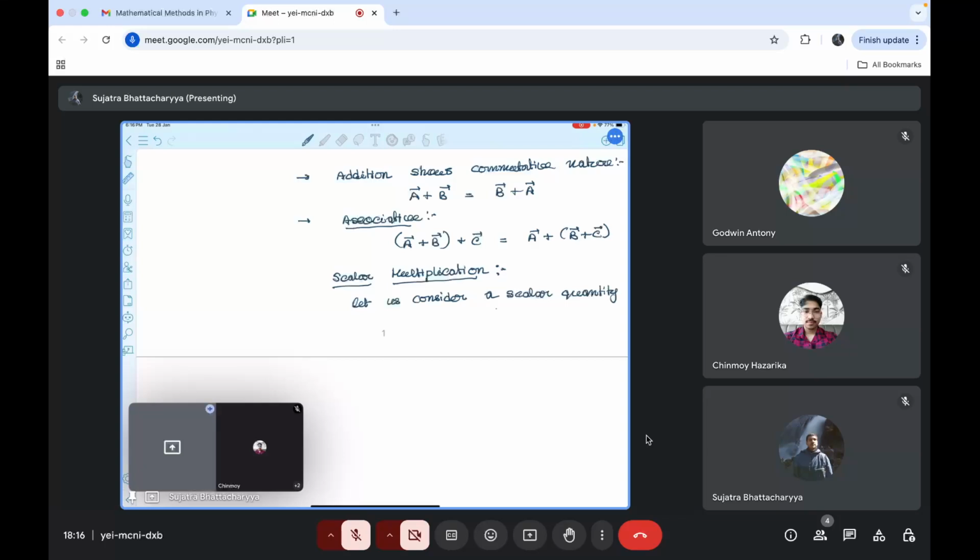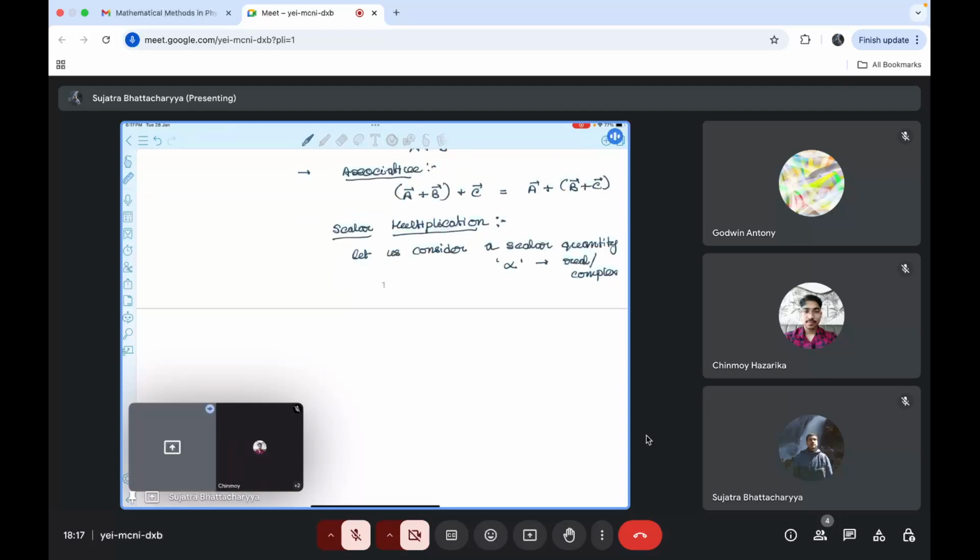Let's say that is alpha. This is some kind of a scalar quantity. It can be real as well as complex. But right now, let us focus on the real components. We will see what happens with the complex component. We have to wait for some time.